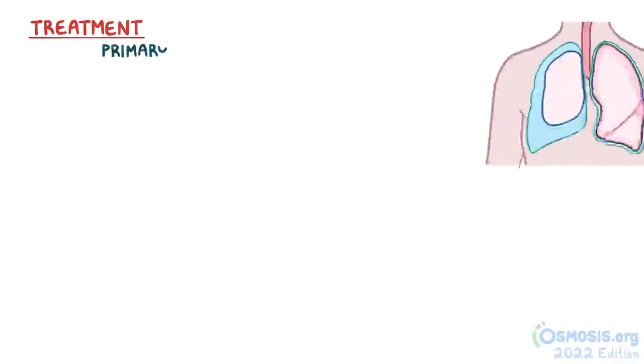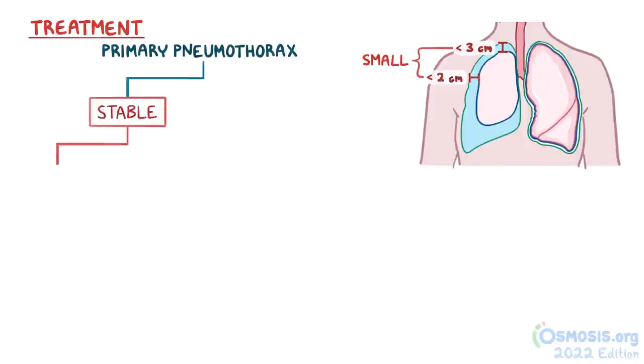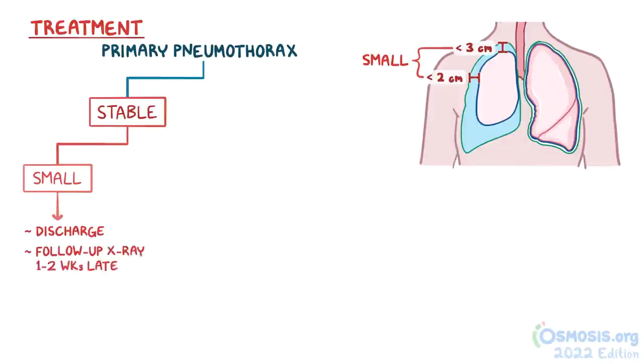Starting off from primary pneumothorax, it is considered small when it's less than 3 centimeters distance between the pleural line and the chest wall at the level of the apex, or less than 2 centimeters between the pleural line and the hilum. Stable individuals with a small primary pneumothorax can be safely discharged, with a follow-up x-ray 1 to 2 weeks later to make sure the pneumothorax is gone.